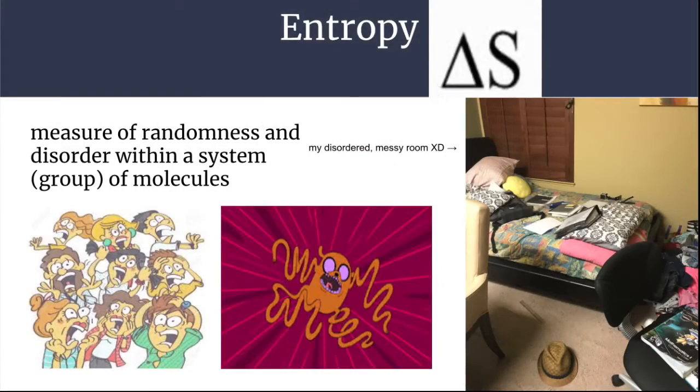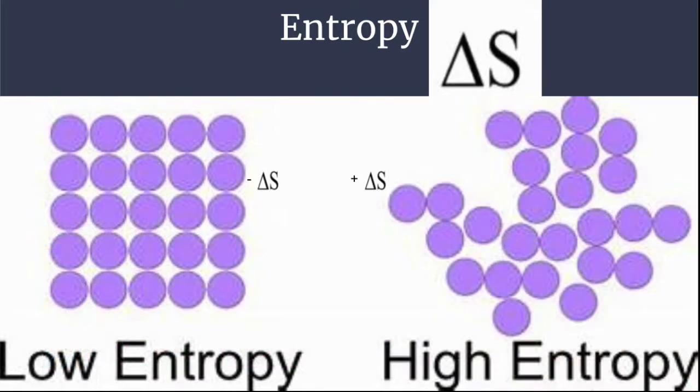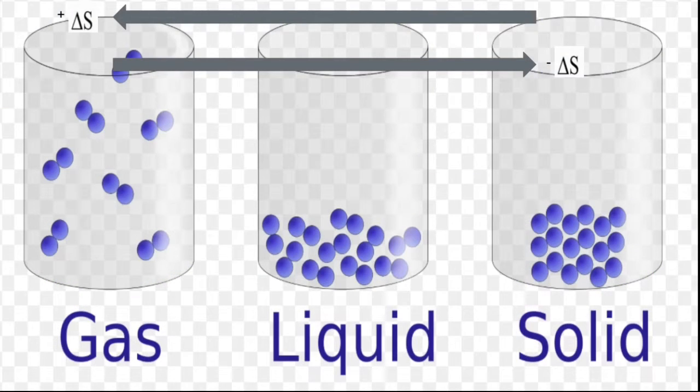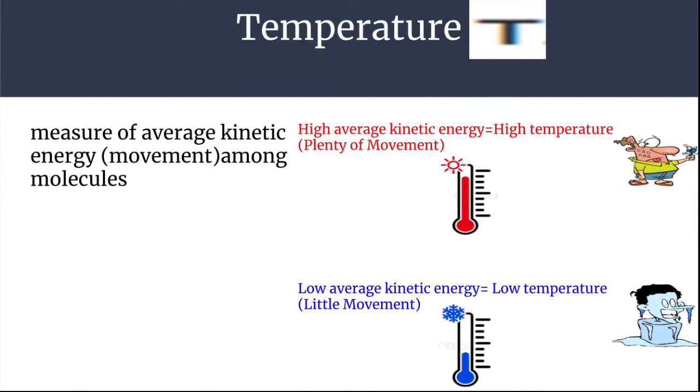The next term is entropy, and it's a measure of randomness and disorder among a group of molecules. Molecules with low entropy are organized and shown with a negative delta S, but molecules with high entropy are more disorganized and shown with a positive delta S. And in the universe, molecules not only want to have less energy, but also be more random. With that in mind, we could say molecules in the gas state have more entropy, but molecules in the solid state have less entropy. And the last term is temperature, and it's the measurement of the movement of molecules.